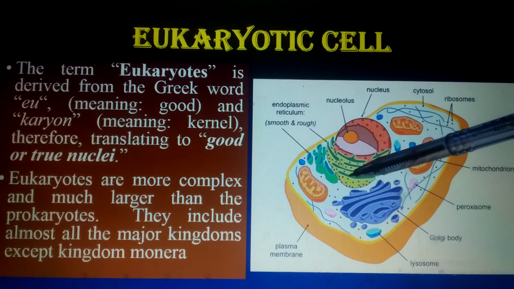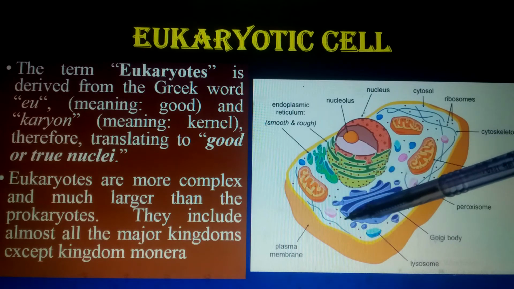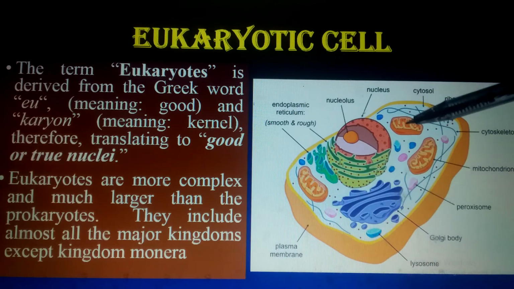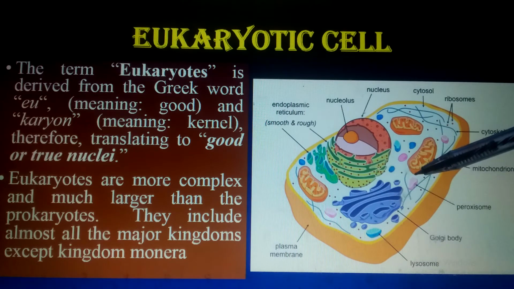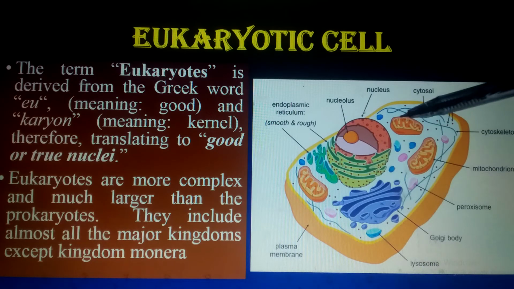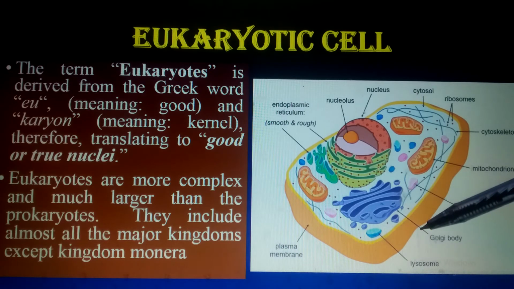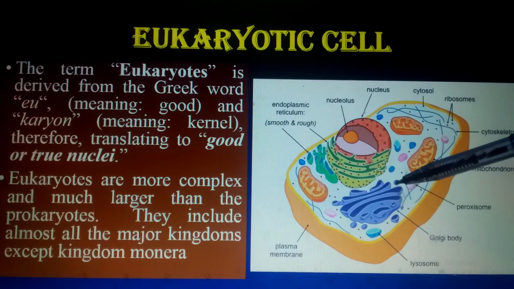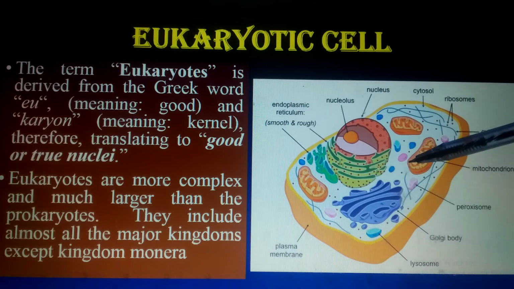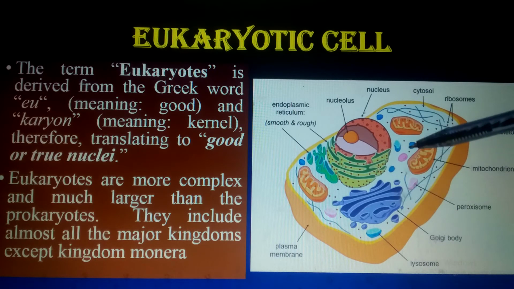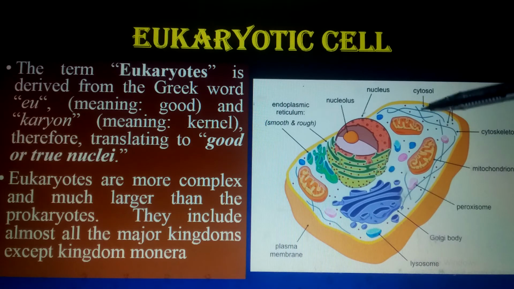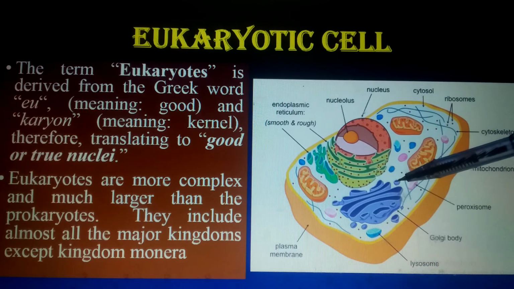Endoplasmic reticulum, you can see here. Golgi bodies, you can see. Ribosomes, lysosomes, peroxisomes, glyoxysomes, all the organelles are membrane bounded, except the simplest like ribosomes, and all are present in the eukaryotic cell. So you can see the difference between the prokaryote and eukaryote. You can observe the clear difference between the two.